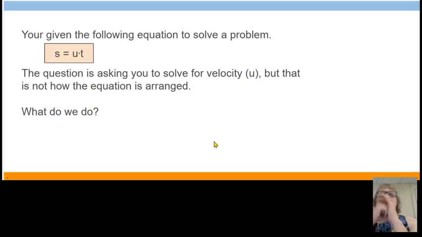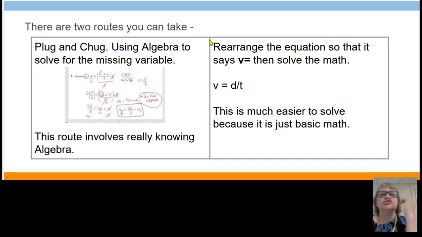Okay, so let's say you're given the following equation to solve a problem. The question is asking you to solve for the velocity u, but that's not how the equation is arranged. What do we do? Okay, all right. So there's two routes that you can take. One, you can do what we call plug and chug. So you plug in all the numbers and then you use algebra to solve. So if you're good at algebra and you know how to do it, great.